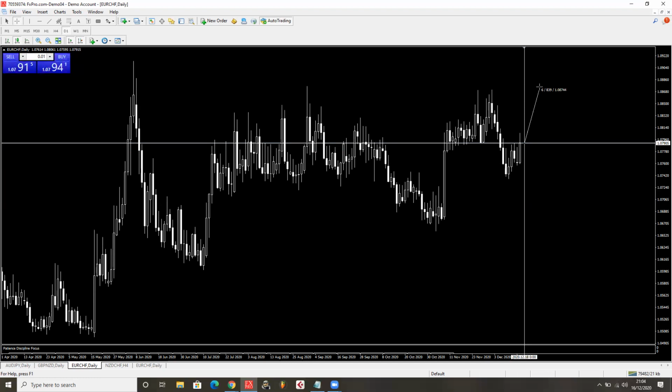So the pip would be, you see where it says 839, 1.08744? Yeah. So 1.08744 is the price at that level. All right? That's the price. Now, 839, when you want to find out the pip, you always delete the last figure at the end. So you delete the 9 away and you say 83 pips.